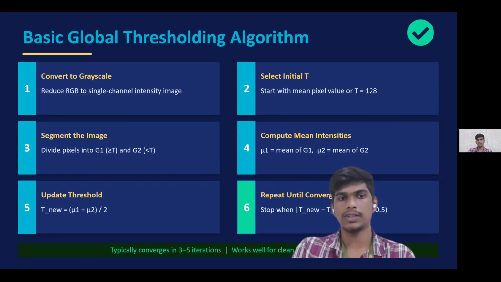Then segment the image based upon the threshold. If it is greater than the threshold, assign it to one part. If it is less than the threshold, assign it to the other part. Compute the means of both groups, mu1 and mu2, and update the threshold based upon the mean of both mean intensities. Then repeat this process until you get convergence. Typically, convergence takes place in 3 to 5 iterations. It works well mostly for bimodal images.